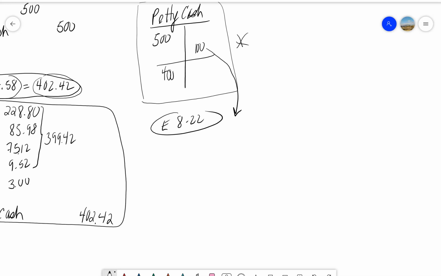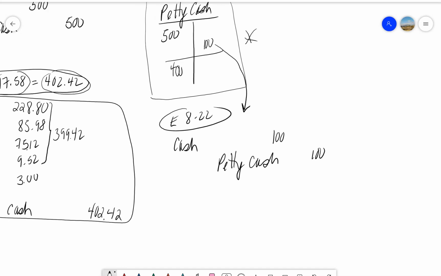So we're physically going to take $100 cash out of the petty cash fund and put that back into our bank account. So the journal entry is going to be a debit to cash. That's going to go into our bank account, and a credit to petty cash. So that would be the only time you actually change the balance, is if you want to actually increase the balance or you want to decrease it. And so that is 8-22.